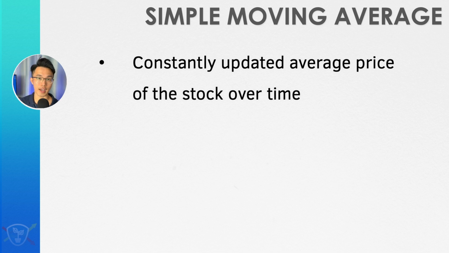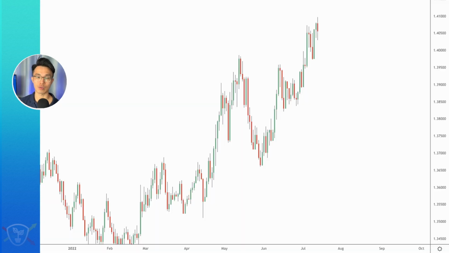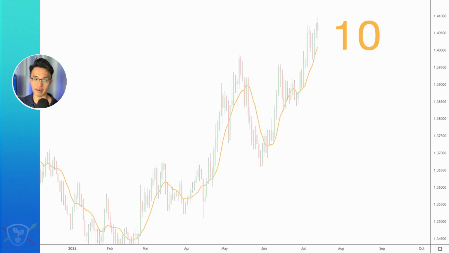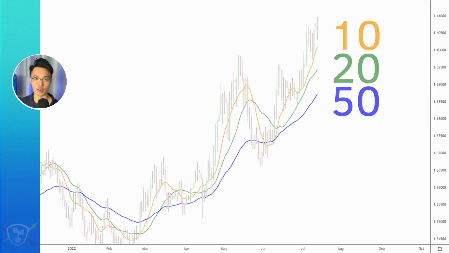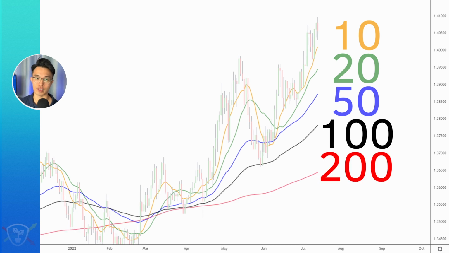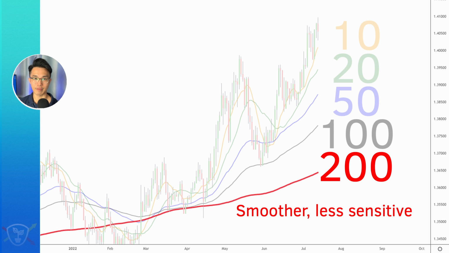Now, the more data you add to the moving average calculation, the smoother the line is going to be. So right here for this price chart, we can see the 10, 20, 50, 100, and 200 moving averages. What do we observe? The higher the number, the smoother the line is going to be. And that's because there are more days of price information being added to the calculation.